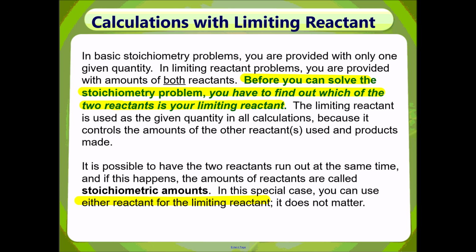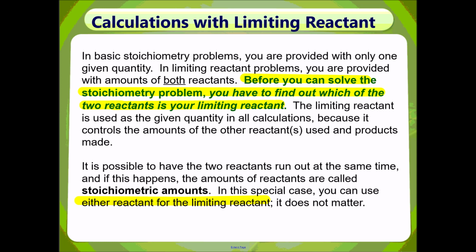Before you can solve the stoichiometry problem, you have to find out which of the 2 reactants is your limiting reactant. The limiting reactant is used as the given quantity in all calculations because it controls the amount of the other reactant used and products made.